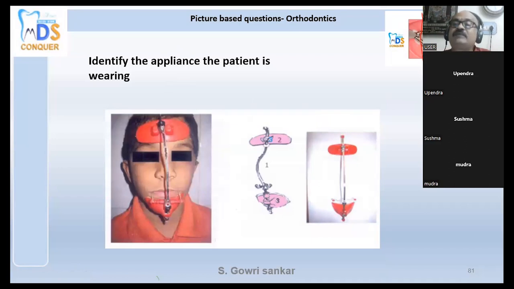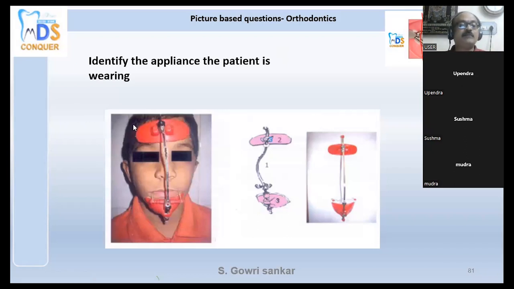A face mask is given when there is a retruded maxilla combined with mandibular prognathism or not. When there is maxillary retrognathism combined with mandibular prognathism or not, you will go for what is called a face mask or reverse pull headgear, or ventrally acting headgear. All the headgears pass to the dorsal side except this, which exerts force to the ventral side. The front of our body is ventral. If you remember the anatomical position, this is our dorsal side.